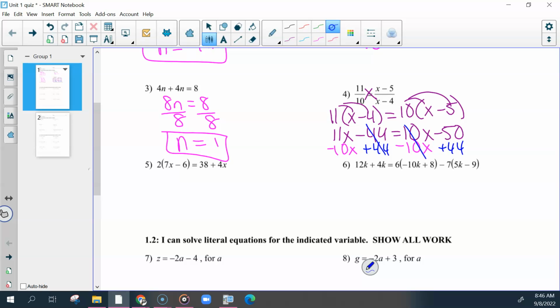So here, 11x minus 10x gives us 1x. Negative 50 plus 44 gives us negative 6. And that was our final answer there. x equals negative 6.